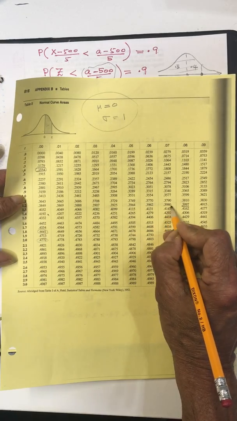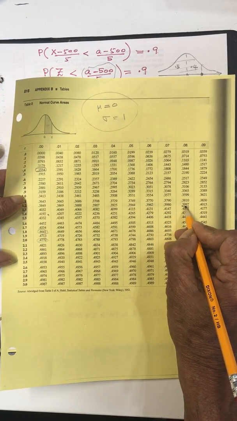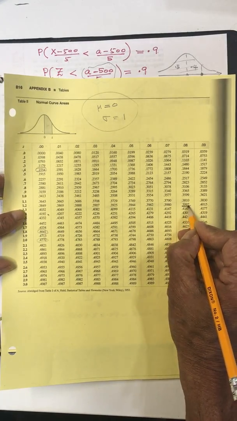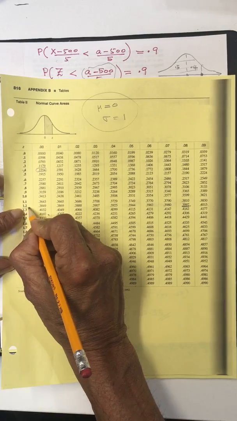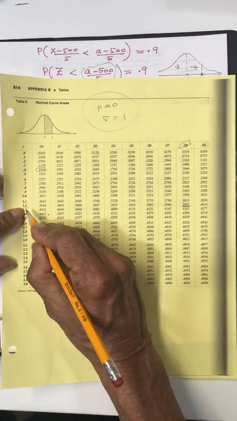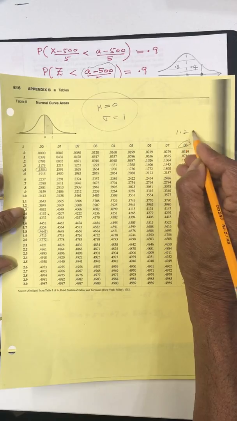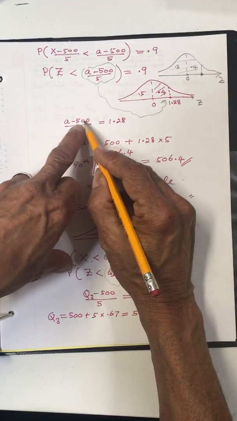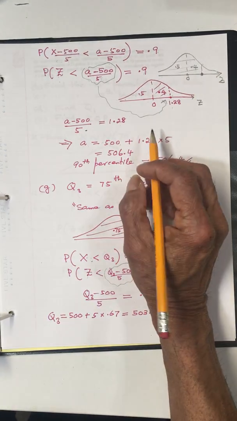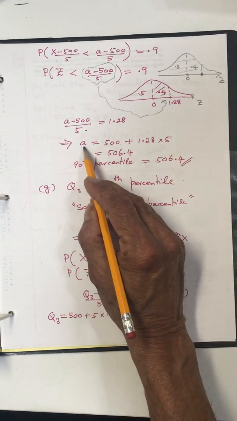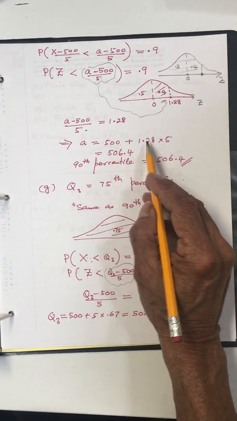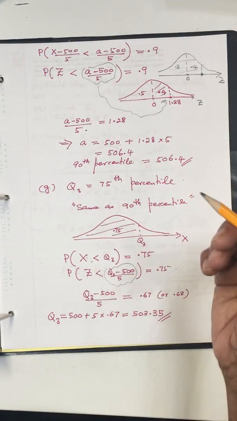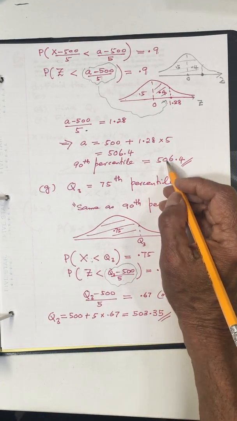So this is getting closer, less than 0.4, then over 0.4. This is the closest value, which is 1.28. So that is coming from the z table. A minus 500 divided by 5 should be 1.28. Cross multiply, so the A value should be 500 plus 1.28 times 5, which is 506.4. So the 90th percentile is 506.4.